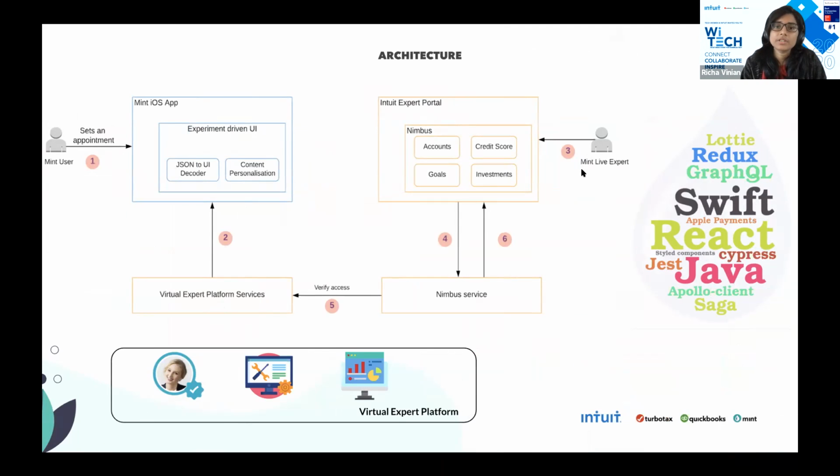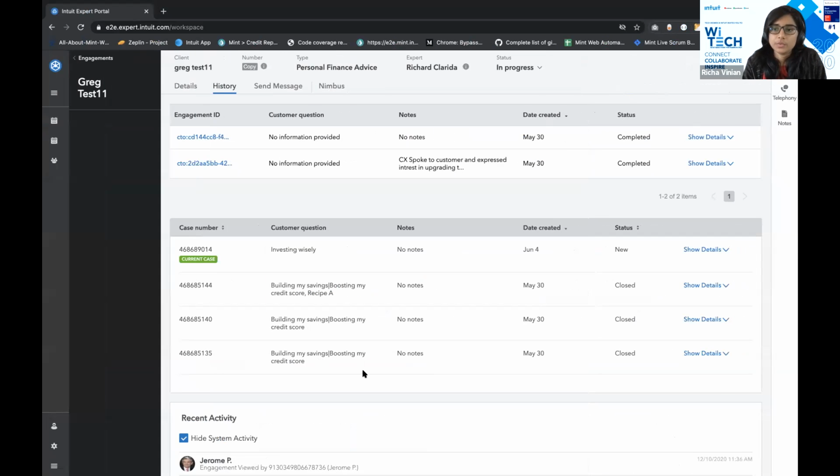Intuit Expert Portal is a web app which our experts use for every interaction with Intuit. It is written in App Fabric, which is Intuit's in-house UI framework built on top of React. Intuit Expert Portal also takes care of the lifecycle events of experts like their onboarding, training, management of work schedules, etc. So this is what Intuit Expert Portal looks like.